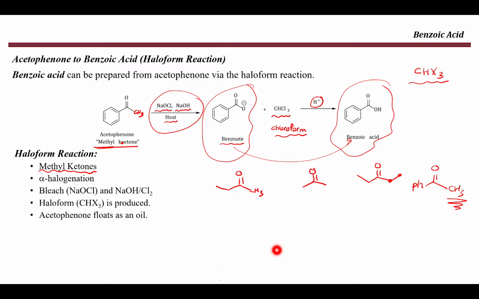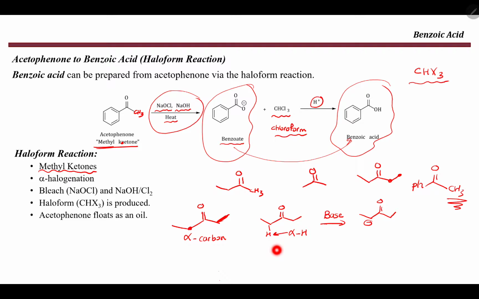This is an alpha halogenation reaction. What is an alpha halogenation reaction? Whenever you have an aldehyde or a ketone, this carbon which is here is called the alpha carbon. This alpha carbon has a highly acidic hydrogen, which is called the alpha hydrogen. Since this alpha hydrogen is highly acidic, in the presence of a base, as we will see in the mechanism, it can be easily removed or deprotonated.